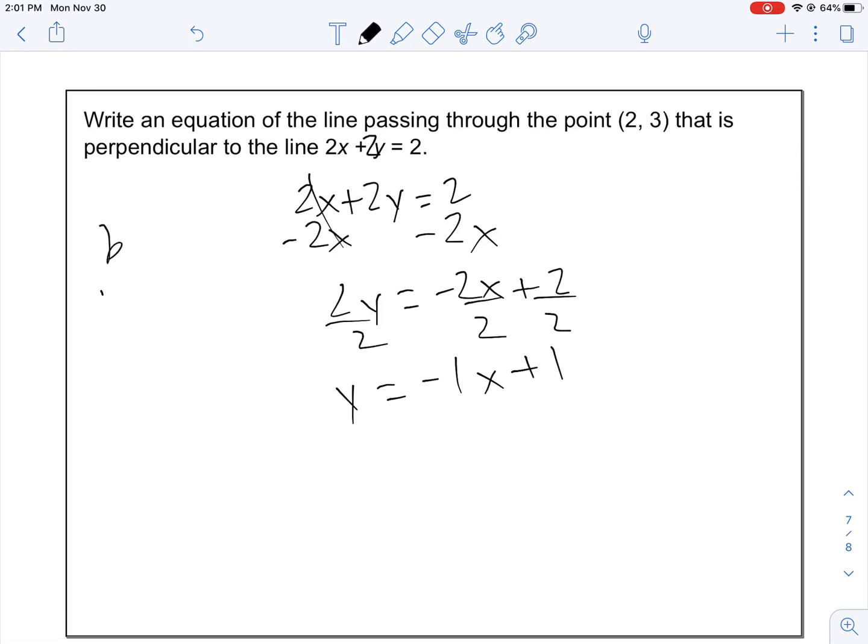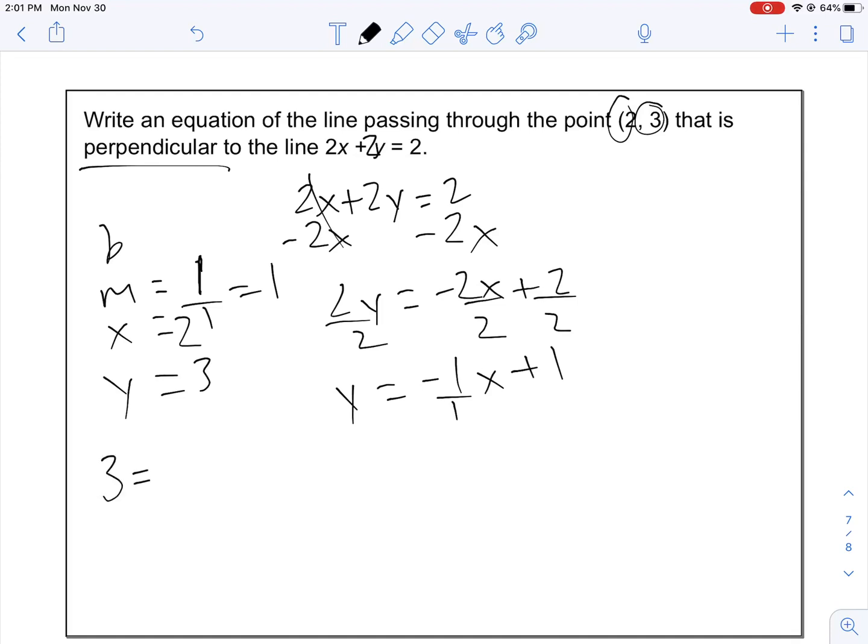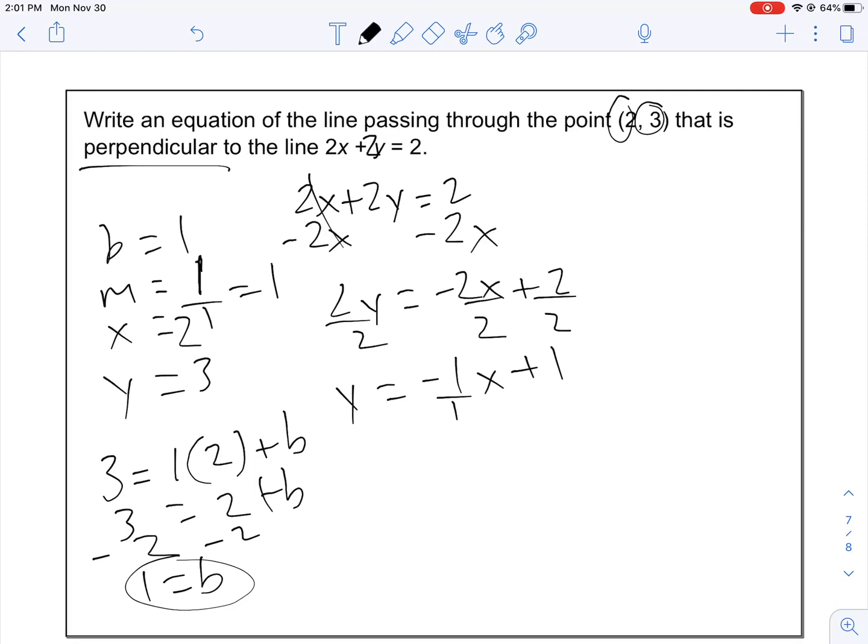All right, if you're using y equals mx plus b, your m is perpendicular, so the opposite reciprocal, negative 1 over 1, which is just 1. x is 2, y is 3. So we go y equals mx plus b. I'm just going to kind of solve these quickly. I apologize. Slow it down if you need to. So our answer is y equals 1x plus 1. Remember, you fill in the m and the b.